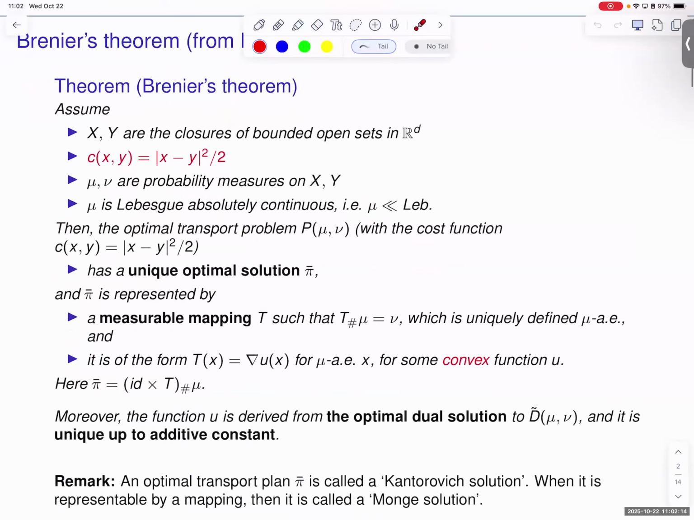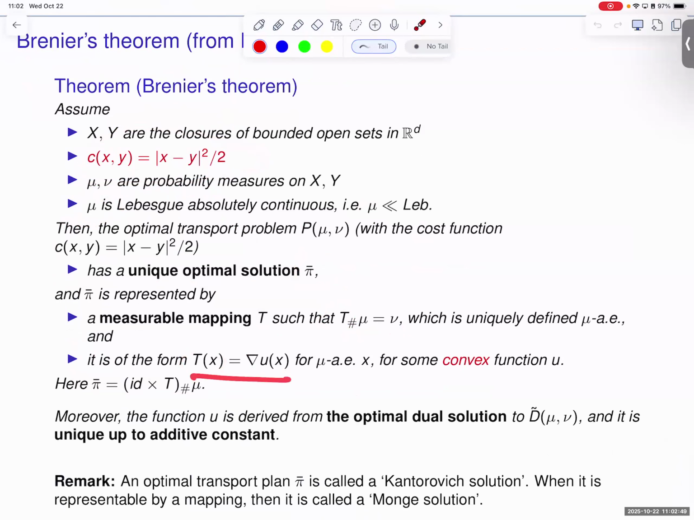Brenier's theorem. For this distance squared cost in Euclidean space, when the source measure is absolutely continuous, we know that the optimal transport plan is unique. Not only that, it is given by a measurable mapping, because of this marginal condition for pi bar, it should transport the source measure mu to the target measure nu. But not only that, the mapping is given by the gradient of a convex function.